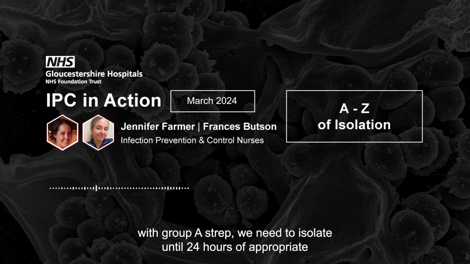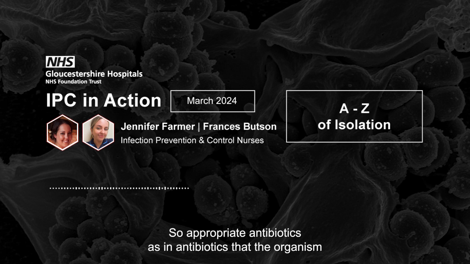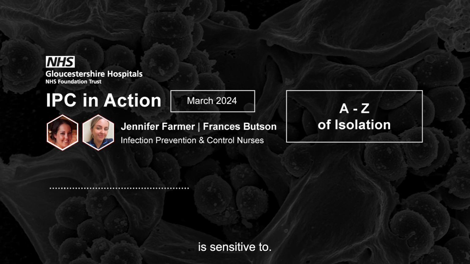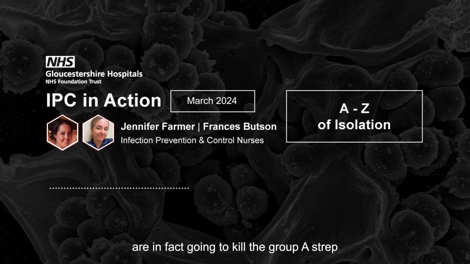So with Group A strep, we need to isolate until 24 hours of appropriate antibiotics have been completed. So appropriate antibiotics, as in antibiotics that the organism is sensitive to. Sometimes they are more resistant than others, so it just needs to be that clinical decision made. Sometimes a discussion with micro to make sure that those antimicrobials are in fact going to kill the group A strep.